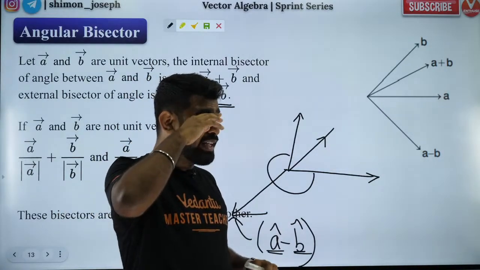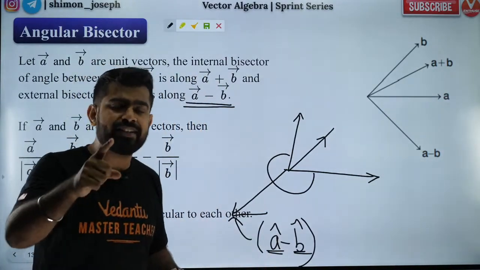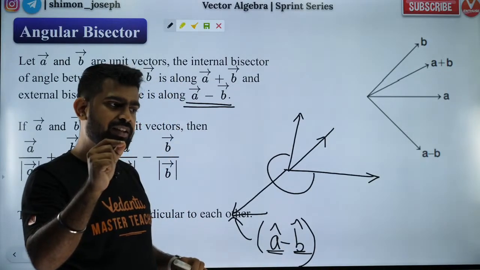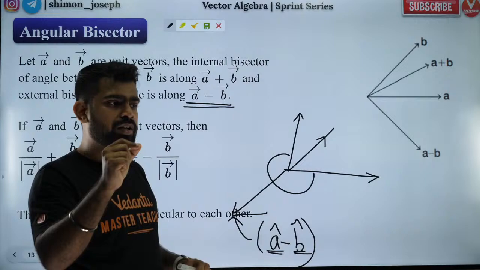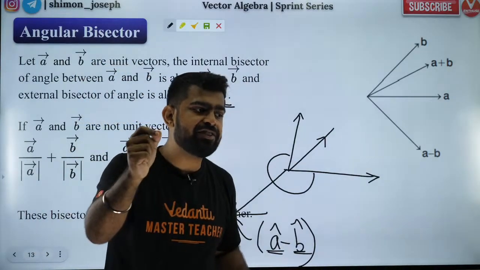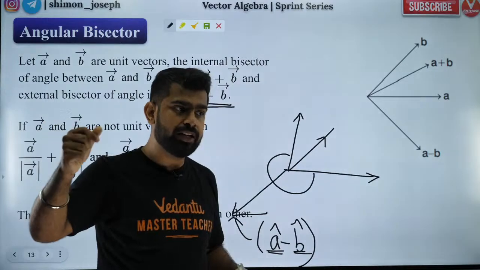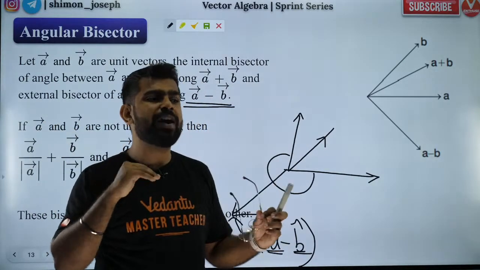How do you choose direction? OA vector means it should go from O to A. OB means it should go from O to B. Understood? That's how vectors will work.